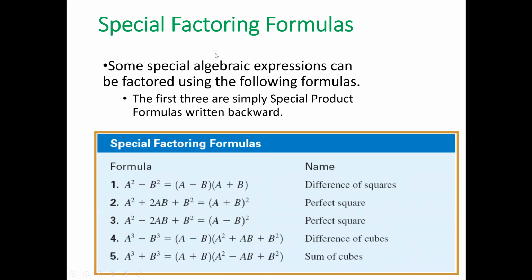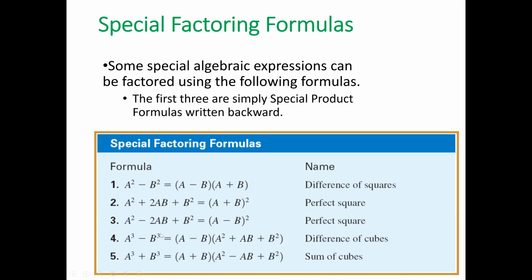Now, these are some of the special factoring formulas. Again, as I said earlier, we are going to use these formulas a lot in college algebra, especially when we simplify polynomials or rational expressions. So this is the difference of two squares: a squared minus b squared is the same as a minus b times a plus b. a squared plus 2ab plus b squared, which we call a perfect square, is a plus b all squared. Then a squared minus 2ab plus b squared gives a minus b all squared.